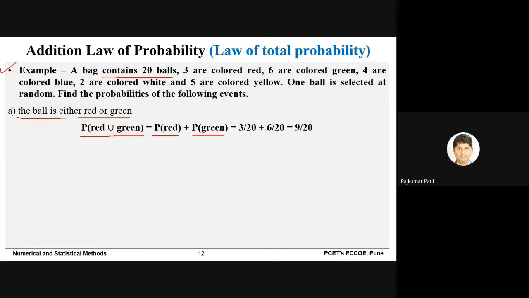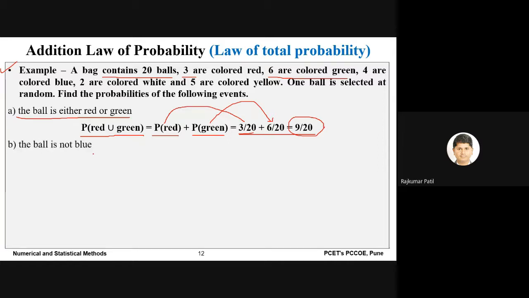And how can we calculate probability of getting red? We know that there are 3 red colored balls and total outcomes will be 20, so 3 by 20. Similarly, there are 6 green colored balls, so probability of getting a green ball is 6 by 20. And upon simplification, you will get 9 by 20. So what can we conclude? There is a 9 by 20 chance that the randomly picked ball will have either a red color or green color.